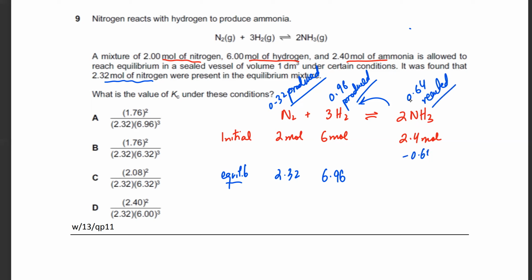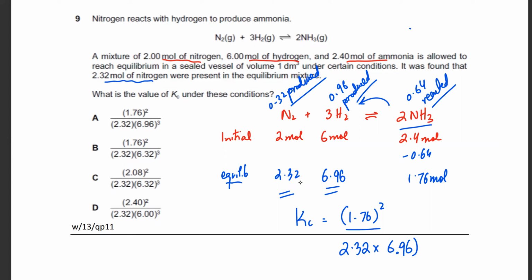So you subtract 0.64. If you subtract 0.64 from this, what do you get? It's going to be 1.76. Okay, so I think it's going to be 1.76. And those are your equilibrium moles. All you have to do now is find the value of Kc, which is NH3 concentration squared. So it's going to be 1.76 squared divided by the reactant concentration, which is N2, that's 2.32, multiplied by the other reactant, which is H2, and that's going to be cubed. So it's going to be 6.96, and that's going to be cubed. So I think it's A.